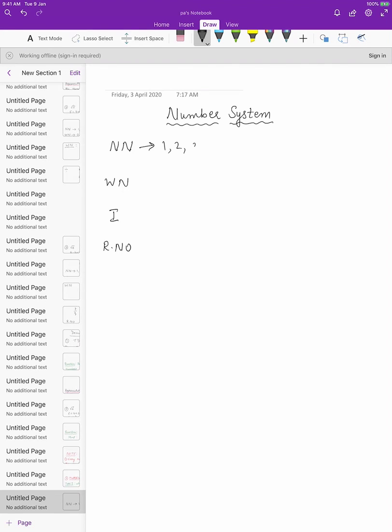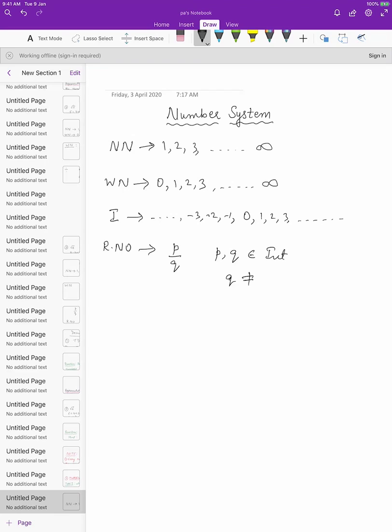The counting numbers 1, 2, 3, 4 up to infinity, they are known as natural numbers. Whole numbers are the numbers starting from 0 and go on up to infinity. Integers have negative counting numbers, the number 0 and the positive counting numbers, they are known as integers. And rational numbers are the numbers in the form of p by q, where both p and q are integers and q is not equal to 0. They are known as rational numbers.